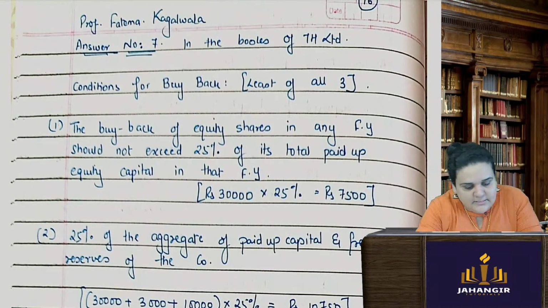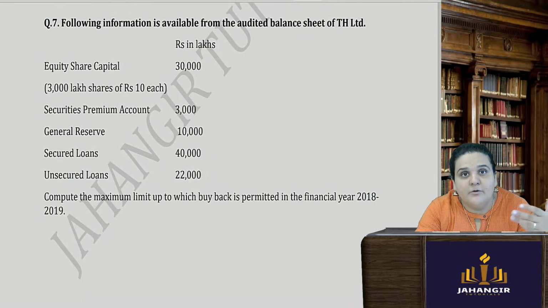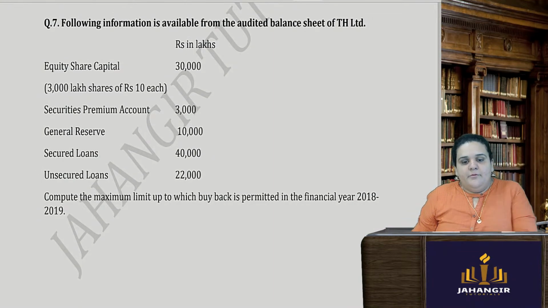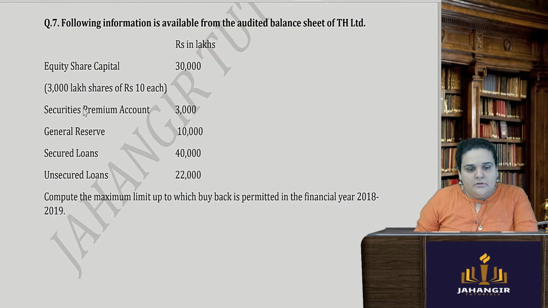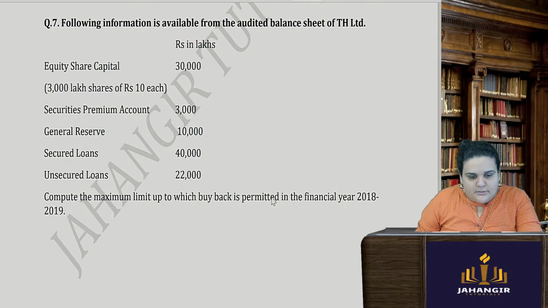Now coming to the last question, question number 7. Then we'll go to the exam questions. From the following information available from the audited balance sheet of PH Limited, there is equity share capital 3,000 lakh shares, security premium, general reserve, secured unsecured loan. Calculate the maximum limit up to which buyback is permitted in this given financial year.